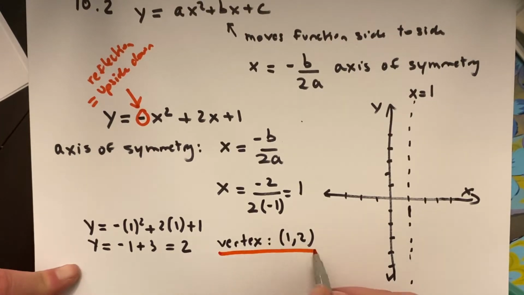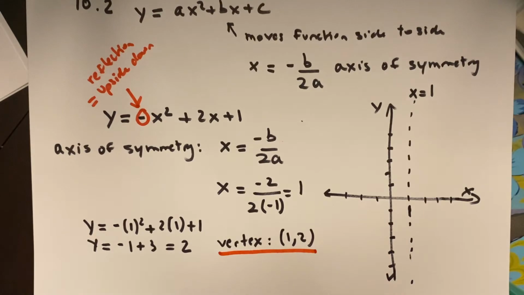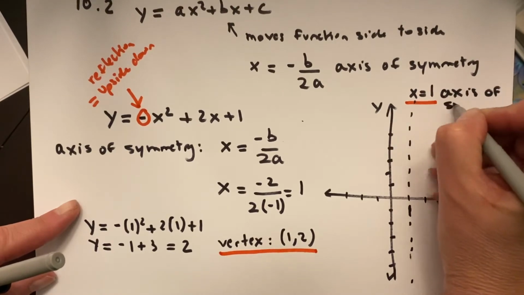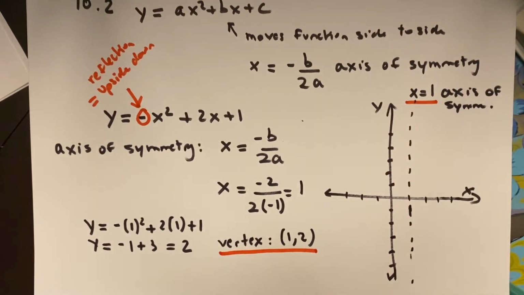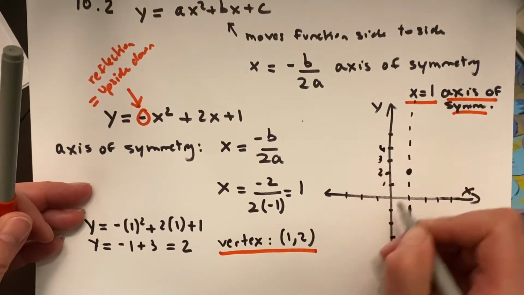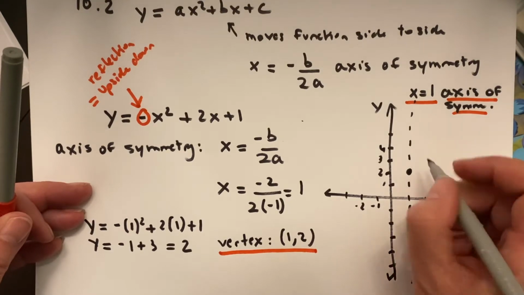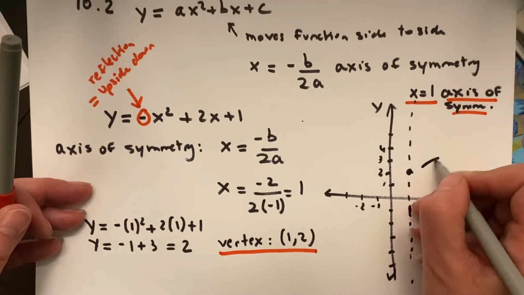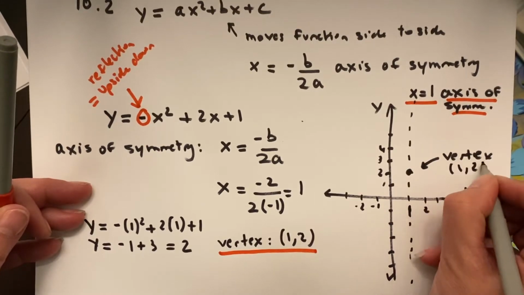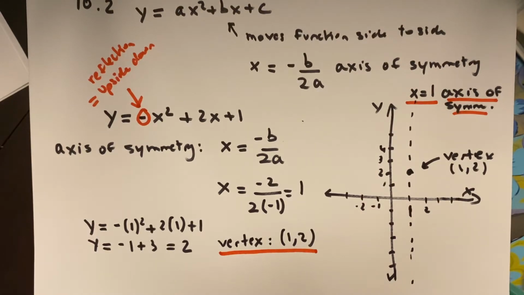Because this is important, I'm going to underline it, and this was my axis of symmetry. And so here's my vertex, the point 1, 2. And I'm going to label it. You've got to label it on the test. Did you guys hear me? You have to label it if you want credit. All right, I've now labeled my vertex.